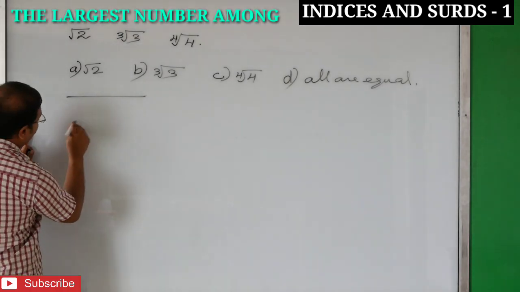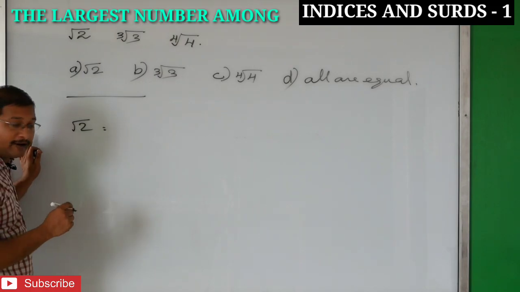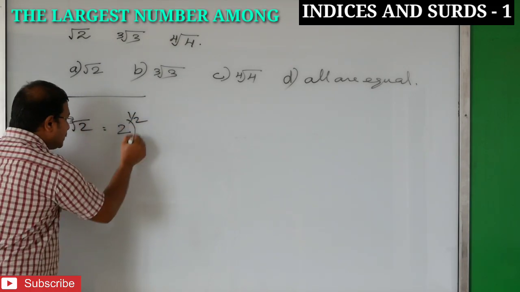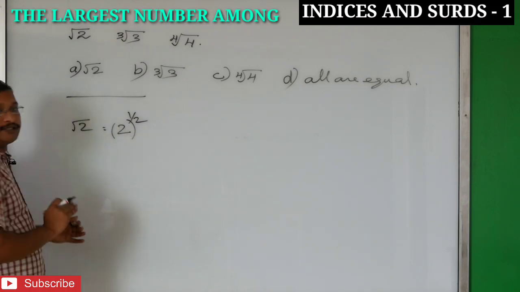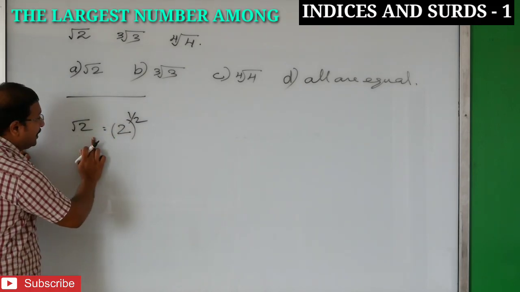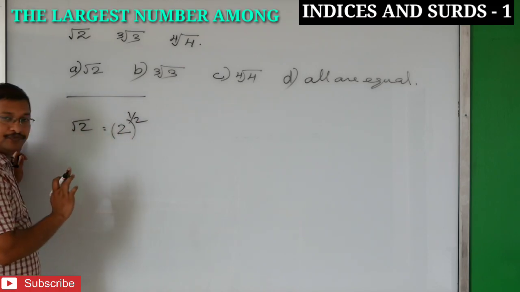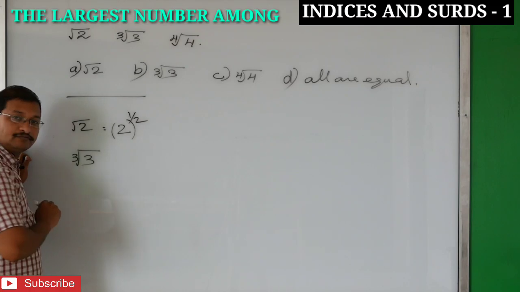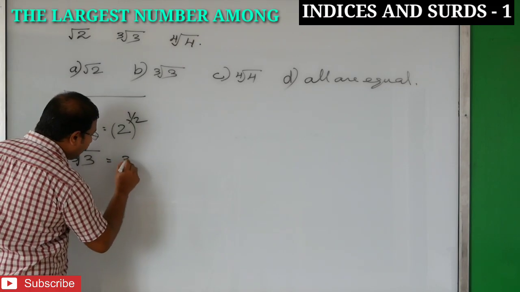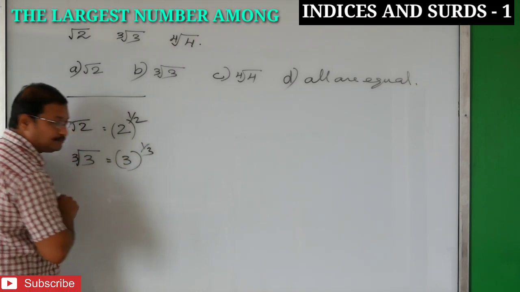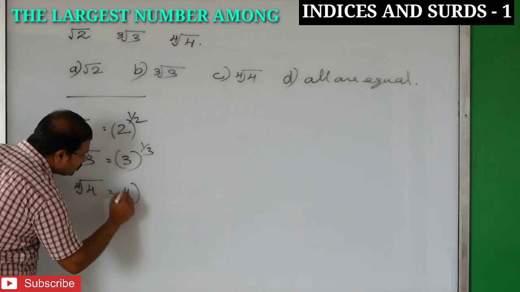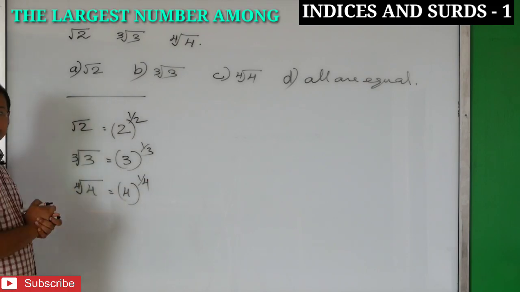First you will write root 2 equals. Root 2 means what you can write? 2 raised to 1 by 2. I am writing this a little more step by step to make you understand. So root 2 means you can write 2 raised to 1 by 2. After that, cube root of 3 equals 3 raised to 1 by 3. And fourth root of 4 equals 4 raised to 1 by 4.